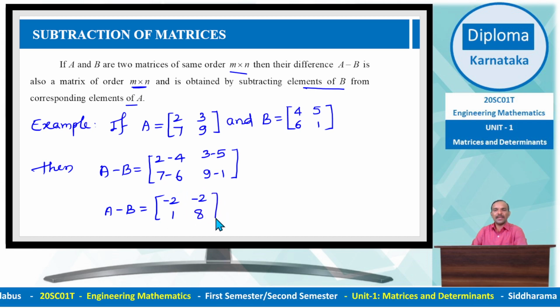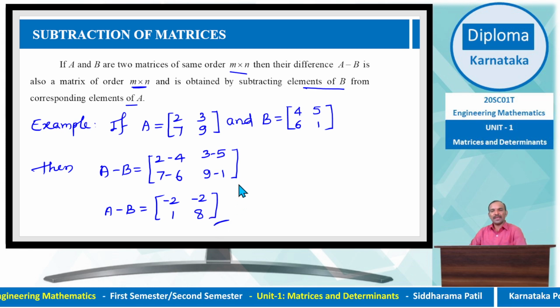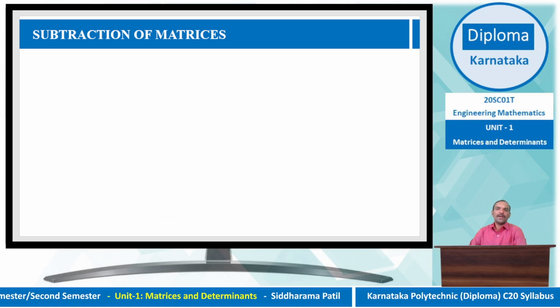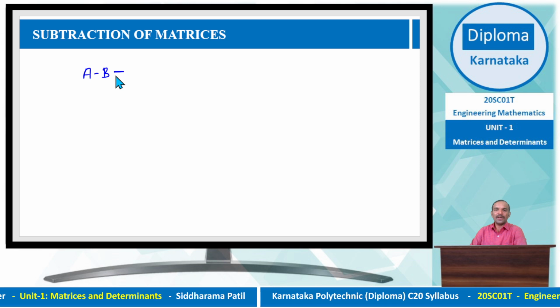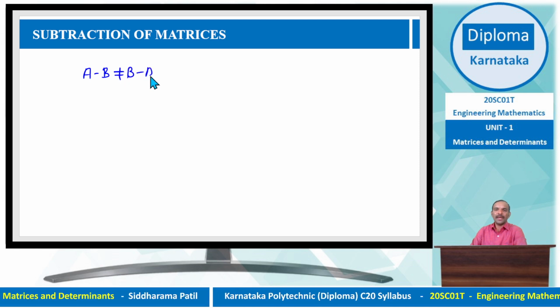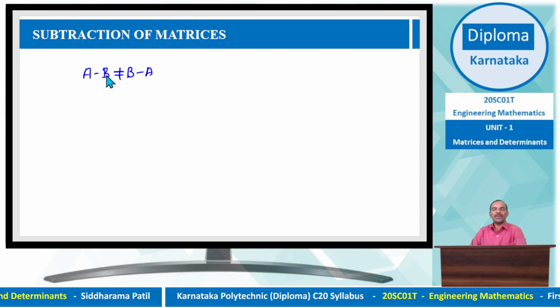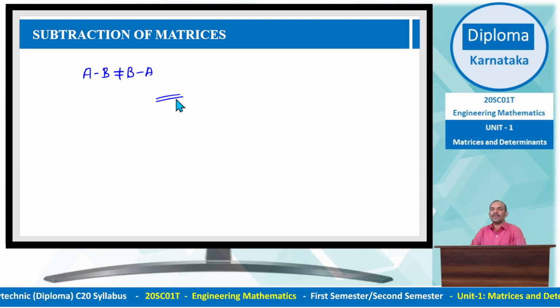This is the subtraction. Subtraction means you have to subtract the corresponding elements of B from corresponding elements of A. One thing you have to remember: A minus B is not generally equal to B minus A. They are equal only if A and B are equal. Usually A minus B is not equal to B minus A, that is, the commutative property is not satisfied. This is about subtraction of matrices.